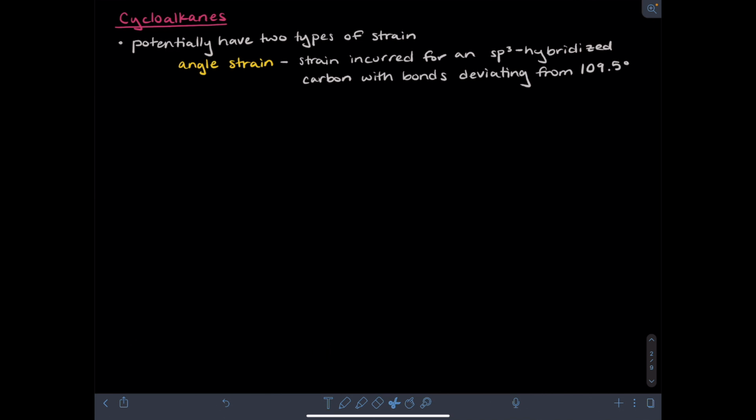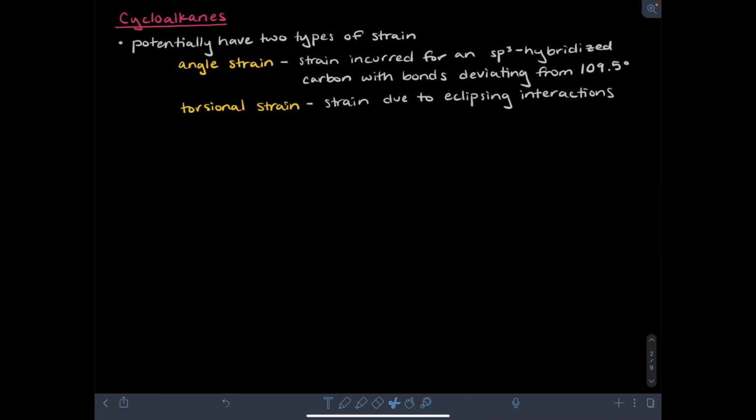One type of strain that might be present in cycloalkanes is angle strain. This is when an atom that's a part of the ring, that is sp3 hybridized, has bond angles that are not 109.5 degrees. Because tetrahedral carbons prefer to form bonds with 109.5 degree angles between them, the molecule is strained if you deviate from this ideal bond angle.